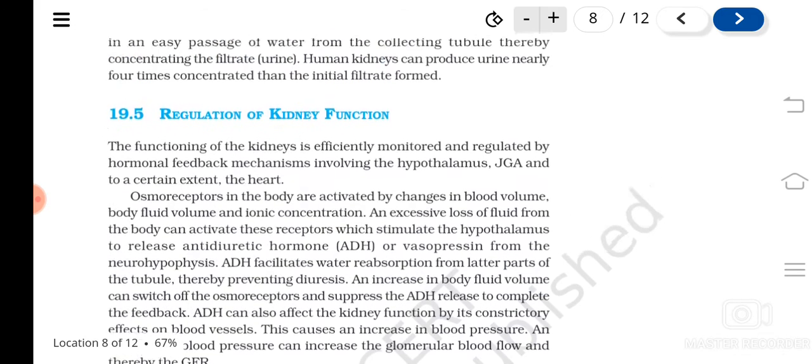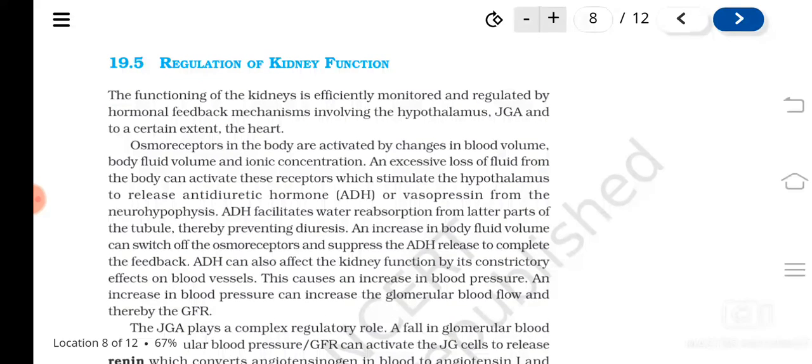Now we are going to study the regulation of kidney function. So how is this kidney function controlled? I have already mentioned the JGA, which produces renin. I told you in the live class. And then the feedback mechanism of the hypothalamus gland, and then the heart.